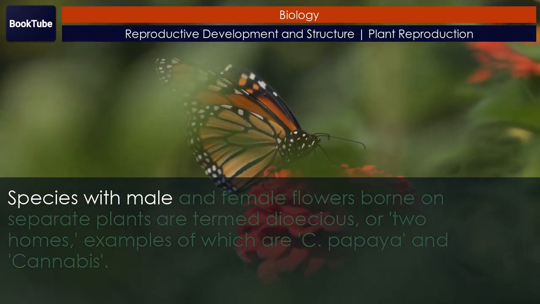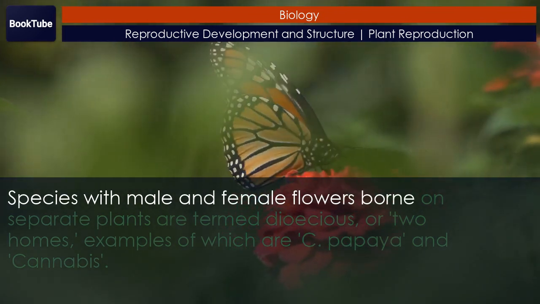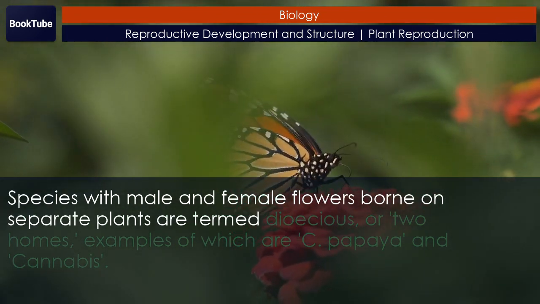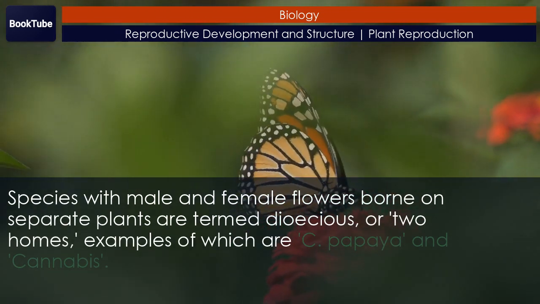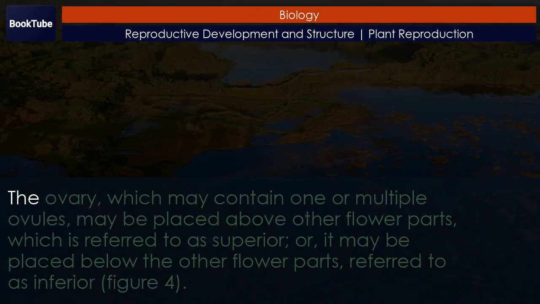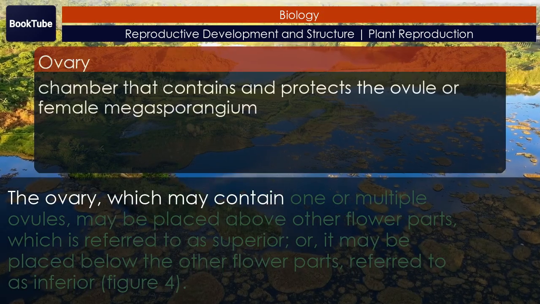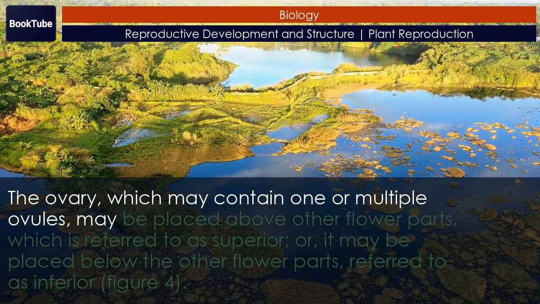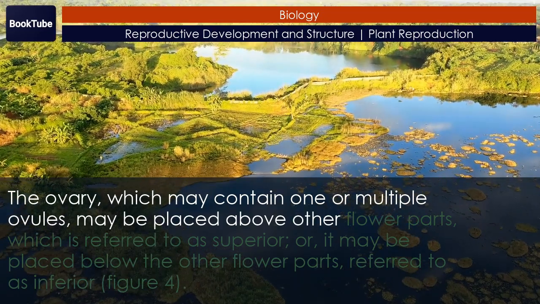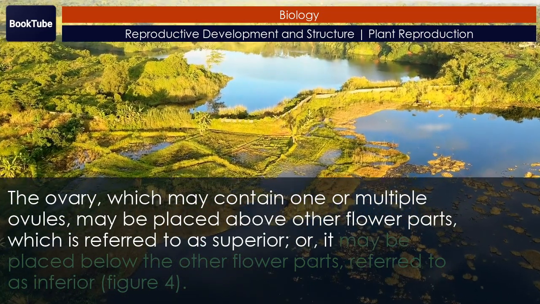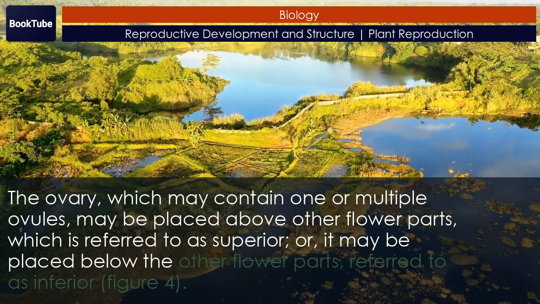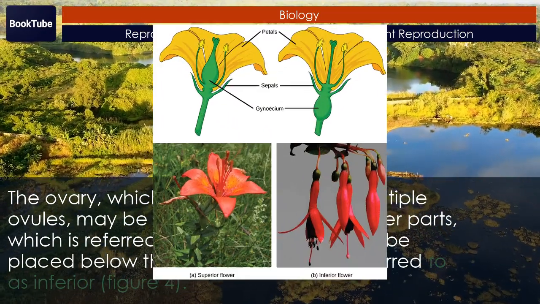Species with male and female flowers borne on separate plants are termed dioecious, or two homes, examples of which are C. papaya and cannabis. The ovary, which may contain one or multiple ovules, may be placed above other flower parts, which is referred to as superior, or it may be placed below the other flower parts, referred to as inferior.